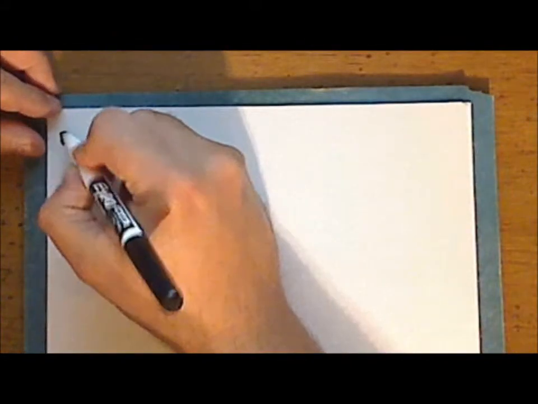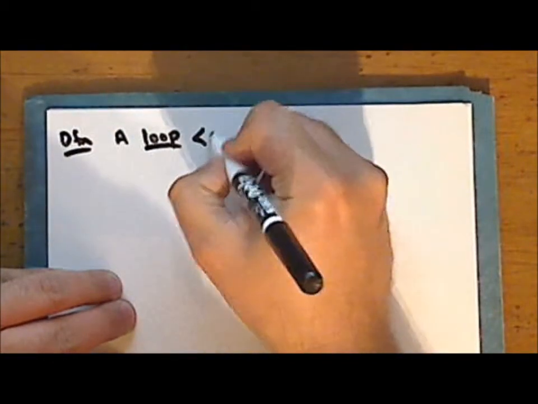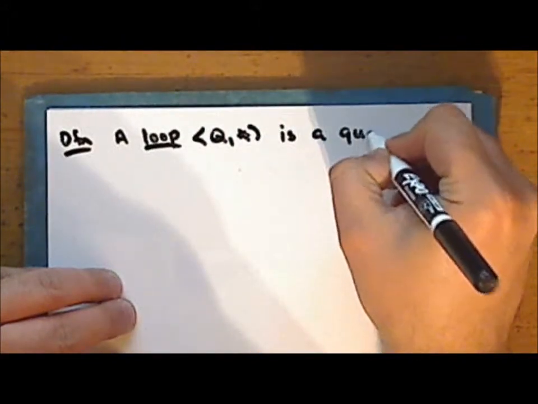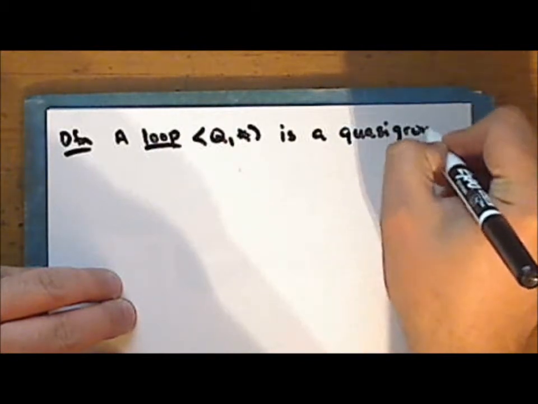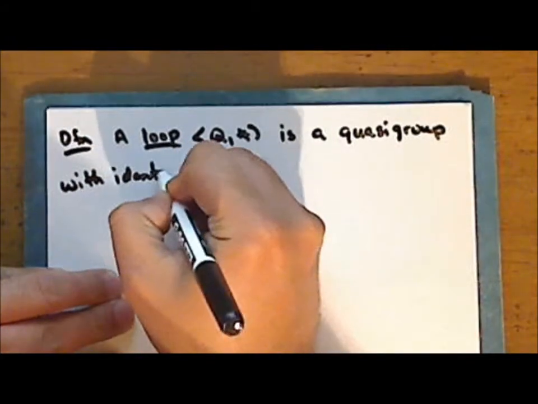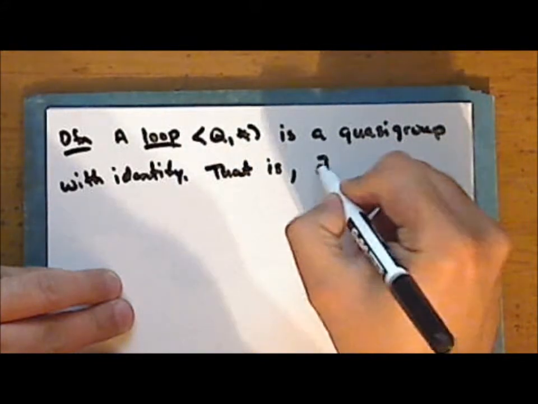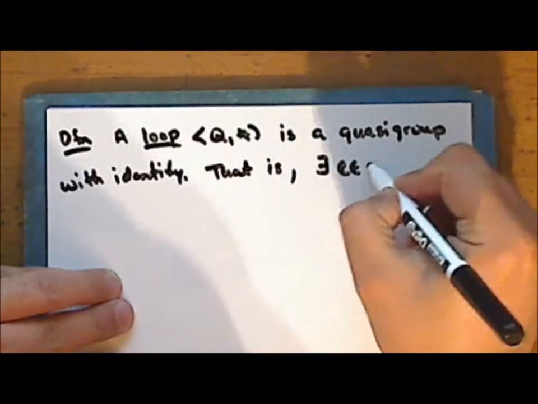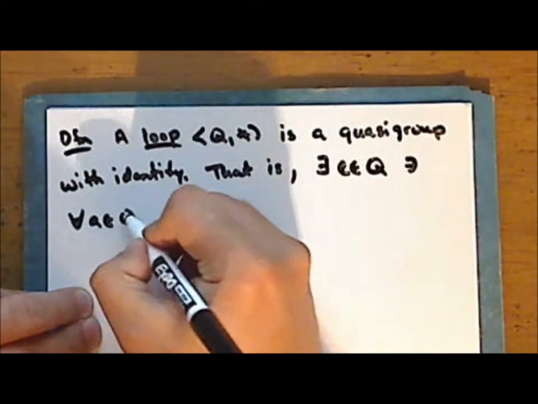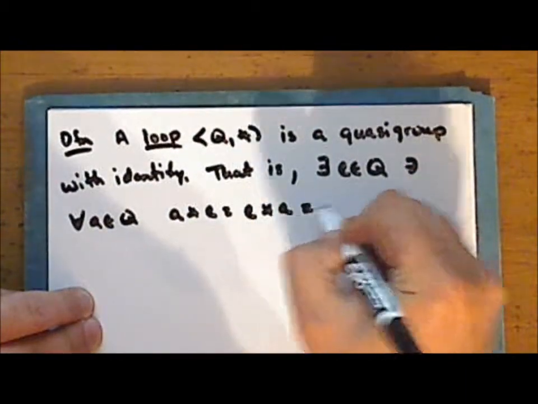So new definition. A loop is a quasigroup with identity, that is, there exists a unique element, which we'll denote E, in the set Q, such that for every element A in the set Q, we have that A star E is the same as E star A, which is the element A.